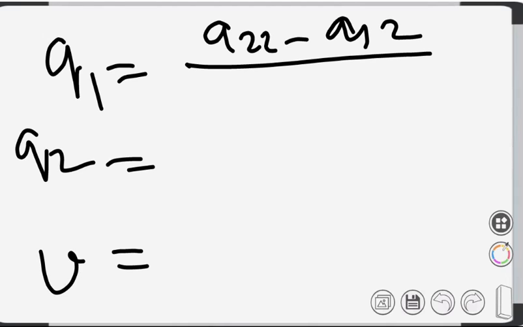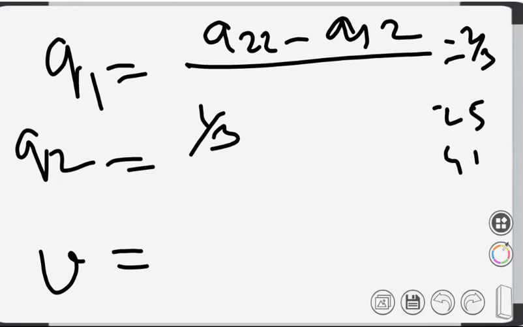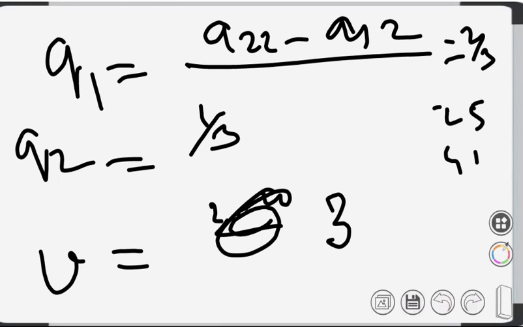So values are 2, 5, 4 and 1. 1 minus 5, I think 2/3. Q1 is 2/3. Yes, sir. Q2 is 1/3. And value of the game, 18/6. That is 3. Value of the game is 3, isn't it? Yes, sir.